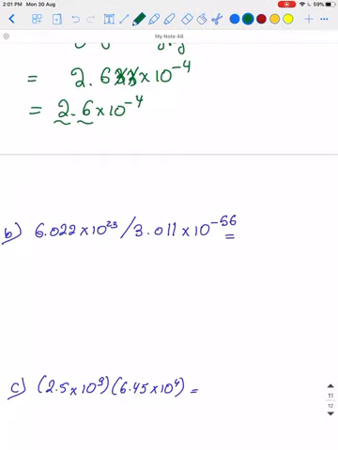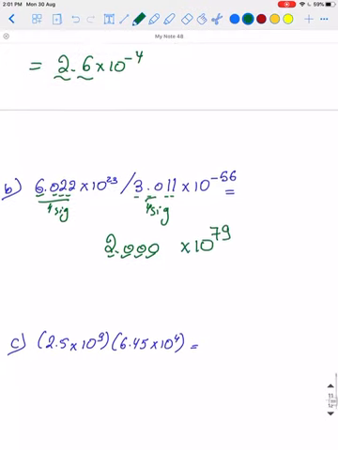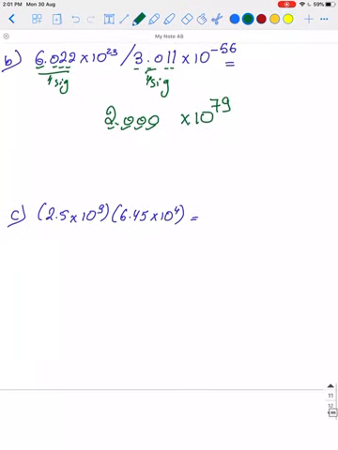Similarly, this one, it's division, so I have to count the significant figures and write my answer to the least number of significant figures. 1, 2, 3, 4, so this number has 4 significant figures. 1, 2, 3, 4, also 4. So the answer should be up to 4 significant figures. If I divide them, the answer will be 2, but I will write it 2.000 because I need 4 significant figures, times 10 to the power 17.